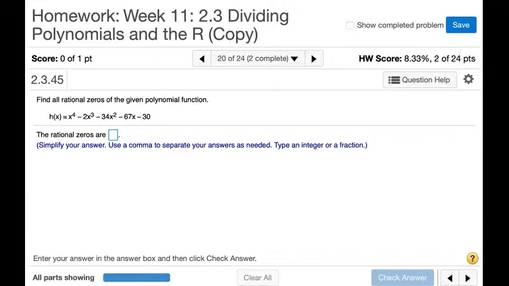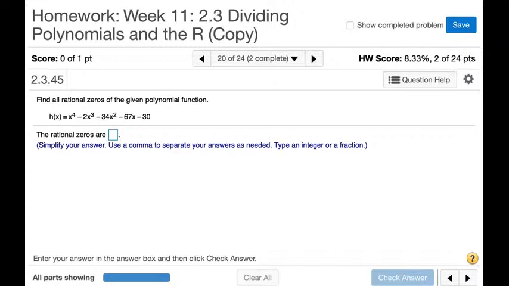Okay. Then the other side, we do h of negative x. So we do negative x to the 4, 2x cubed, 34x squared, 67x minus 30. I see the chat. Just give me a moment. I'm trying to finish this out so I can get you all out of here.